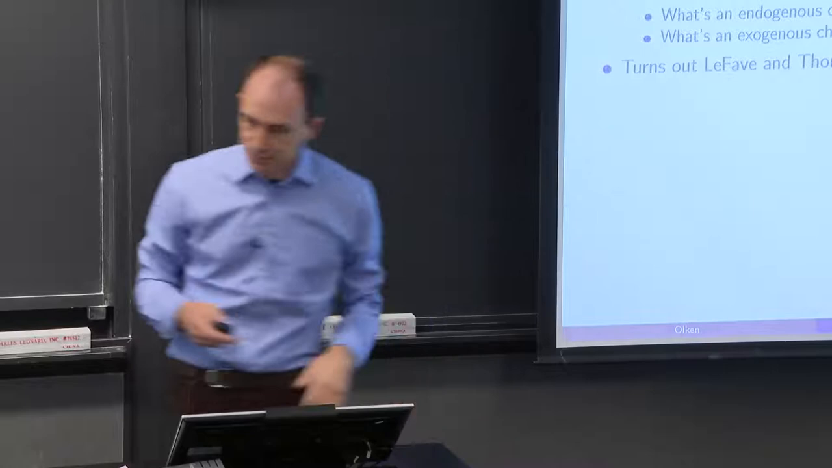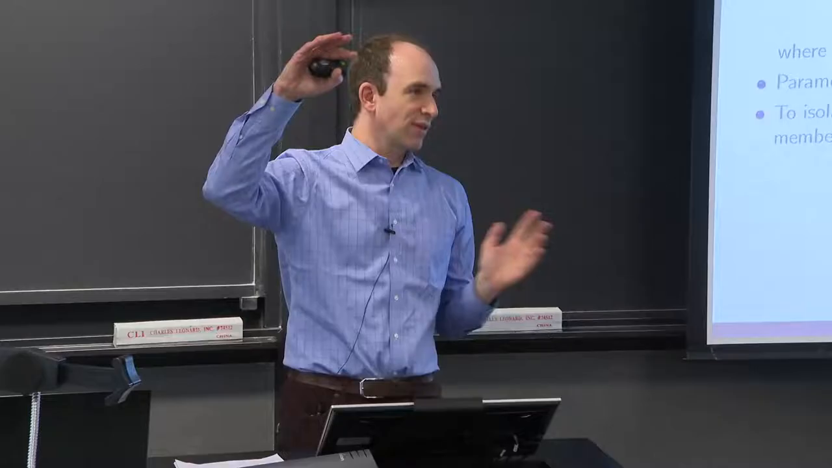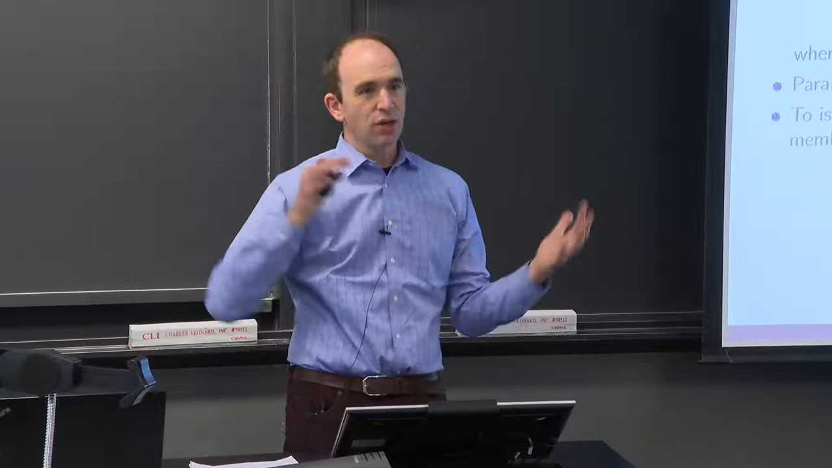Okay, so what's the regression? The regression is going to be labor demand on the farm as a function of the number of people in the household of different size bins, and they're going to control for household fixed effects, and they'll also control for community times time fixed effects. Okay, so why would you care about this? Imagine there were, I don't know, secular growth in household sizes. Not that that's necessarily true, but if there was secular growth in household sizes and secular growth in labor demand, you'd want to control for time effects too. So that's going to control for that.